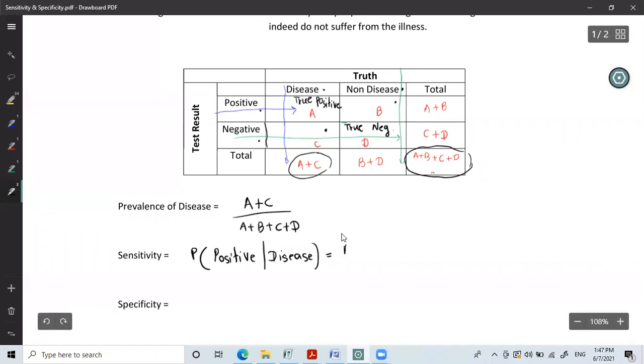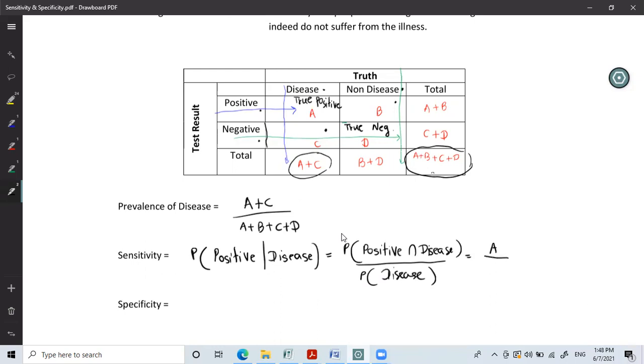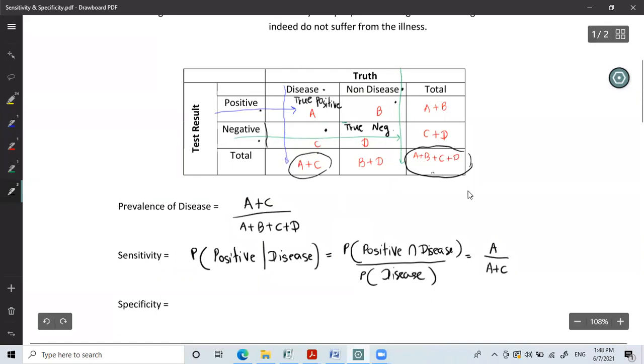How do you find it? You need the intersection, that is the positive and disease. You divide by the given one, which is the probability of the disease. So how do you find that? Okay, you have the positive and disease is A, that is the true positive. You divide it by the probability of disease, or if you look at this table, it will be A divided by A plus C. So the total A plus B plus C plus D is cancelled out top and bottom. So at the end you can get this.